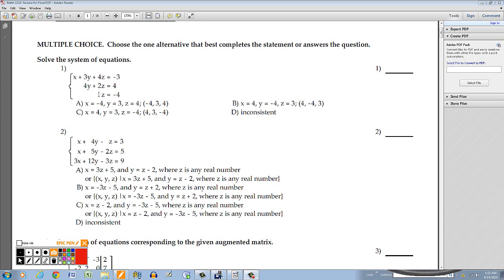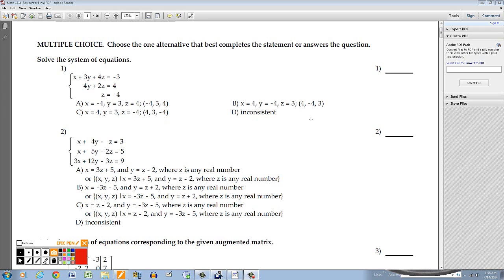You have the system, and you can see that from the third equation, z is equal to -4, so you already know the value of z. Plug that into the second equation right here. That'll give me -8. Bring that over, that's +8, and 4 is 12. So 4y is equal to 12 would tell me that y is equal to 3. And from that, you can plug into the first equation the values of y and z, 3 and -4, and you get x is equal to 4. So the answer to the first one is C.